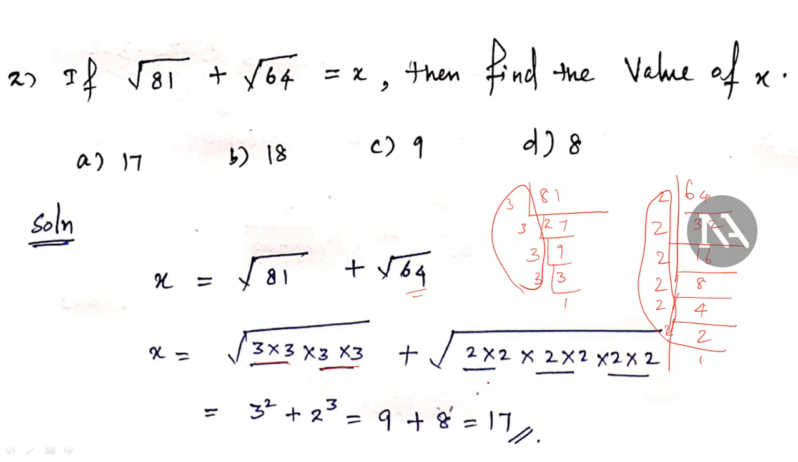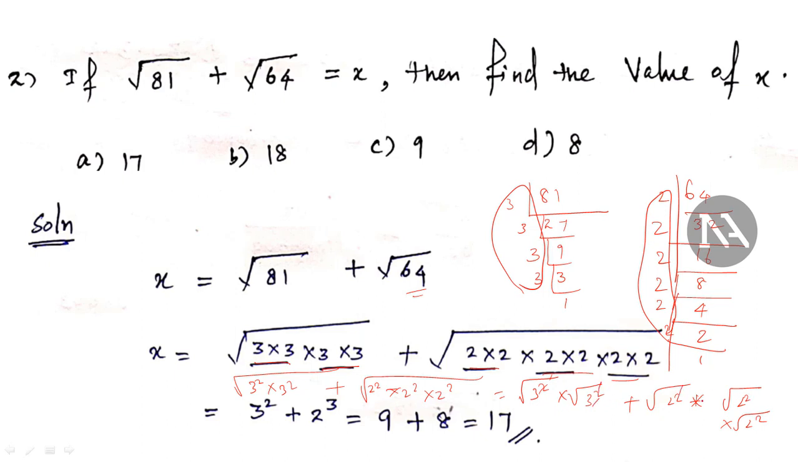So it can be paired like this. So again I can write 3 squared into 3 squared plus 2 squared into 2 squared into 2 squared. So the square and square root will be cancelled.